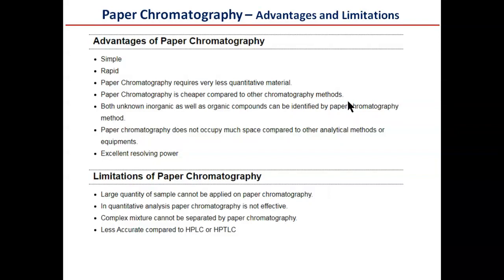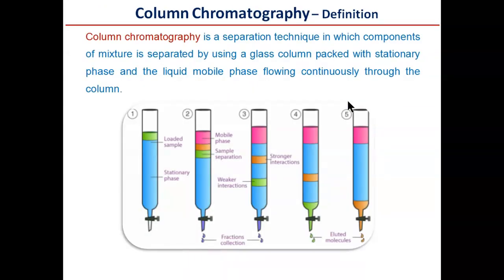We have one more chromatographic method according to our syllabus, that is column chromatography. The name itself indicates that it involves a column. So let us see the definition. Column chromatography is a separation technique in which the components of a mixture are separated by using a glass column packed with a stationary phase, and a liquid mobile phase flowing continuously through the column.